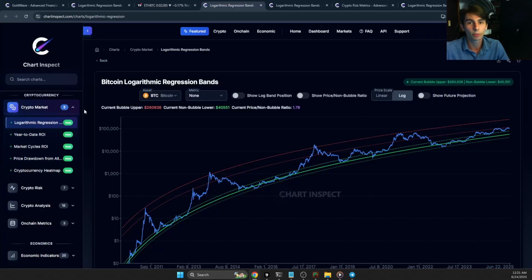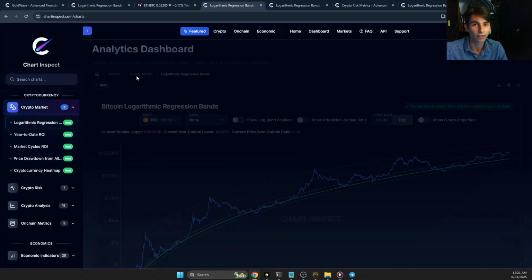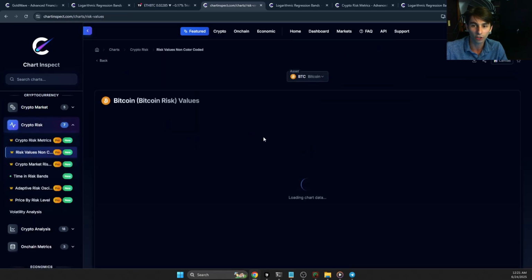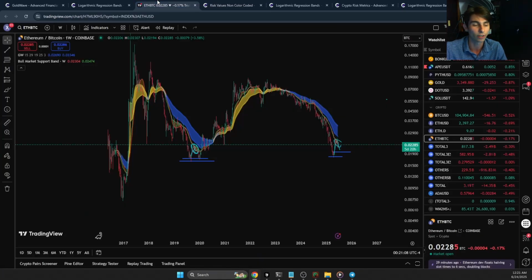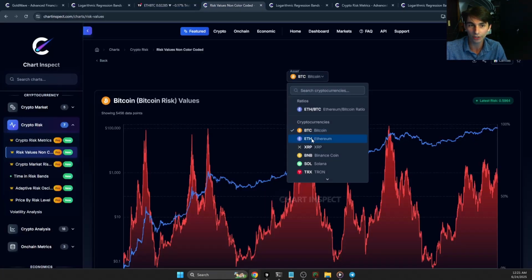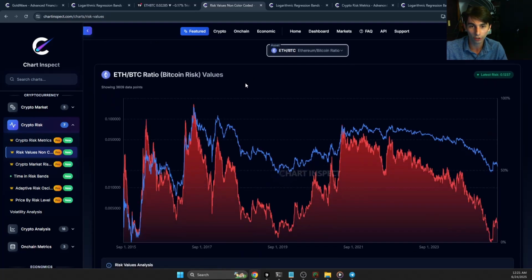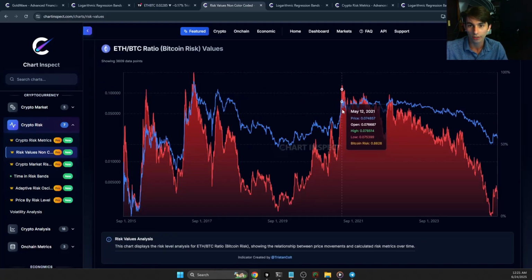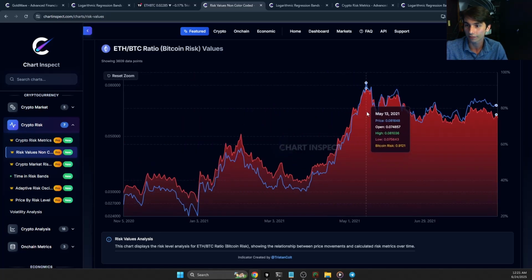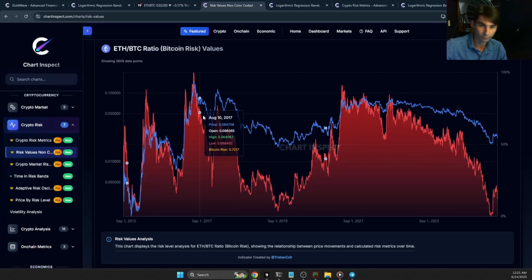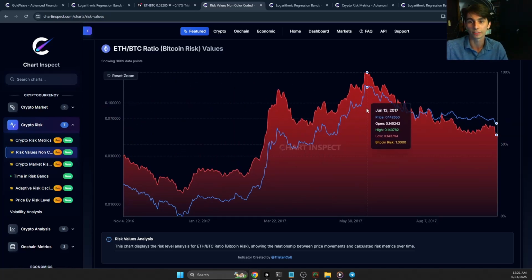So yeah, I just wanted to provide an update on the Ethereum logarithmic regression trend line and how that relates to the risk metrics. And you can see it non-color coded. If you take the color out of it and just show the risk values themselves, you can see we hit around a 0.991 risk level in May of 2021, and then in 2017 we hit a top of around 0.114.